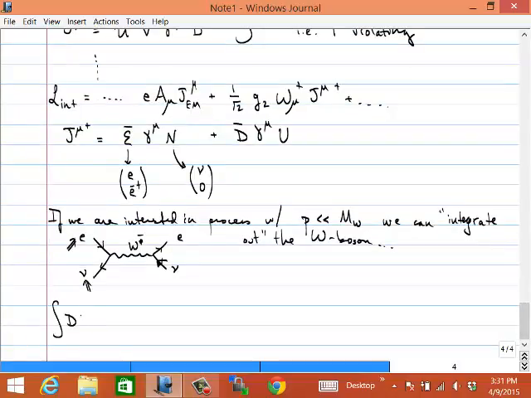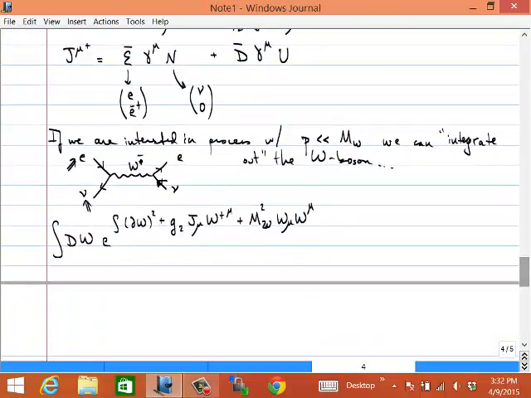Well, remember that the interactions of the various fields with the W boson are, in the path integral language, described by an integral over the W boson field of a kinetic term plus an interaction term plus a mass term for the W. And if you think about it, when you study the scattering processes that happen at momenta that are very small compared to the W boson mass, what does that mean? That means that you can neglect this term here.